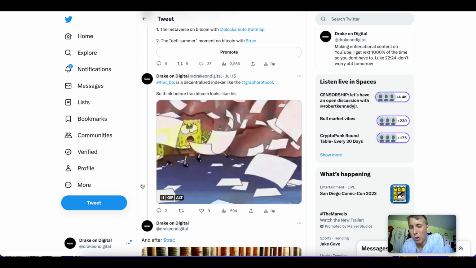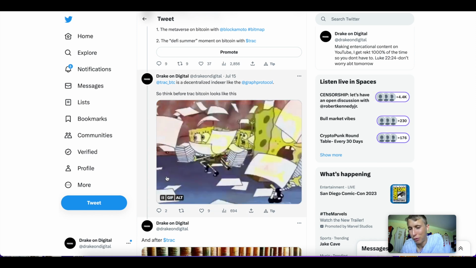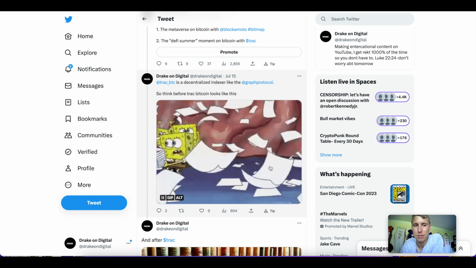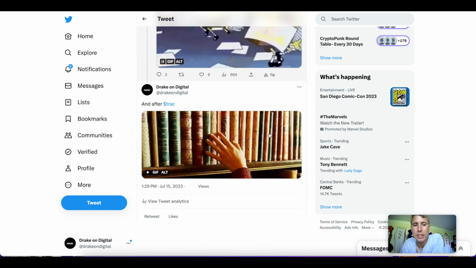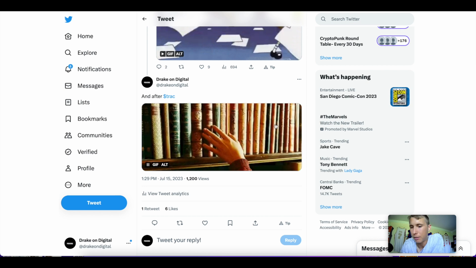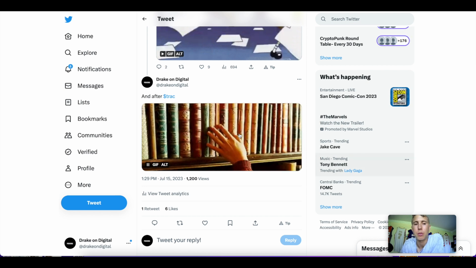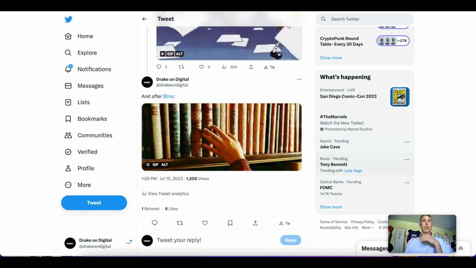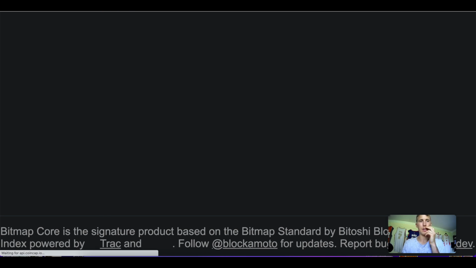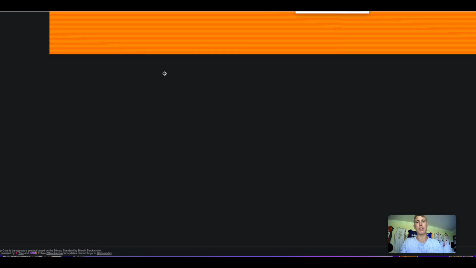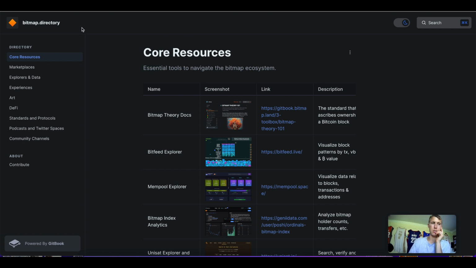Here's an example of what Bitcoin looks like before Trac. Everything is just running around like papers everywhere, and then once you introduce Trac, you now have an organized library. That's the best way to understand it, but there are a lot of updates happening with Trac, and I'm bullish on Benny. I like what he's doing, and especially with this new introduction of tapping. I can't even zoom out of this. Good times. Tapping is basically considered like the staking on Bitcoin, so it'll be kind of interesting to see how this turns out. Now, there is a Bitmap directory. I'll leave this in the description below so you guys can check this out as well.